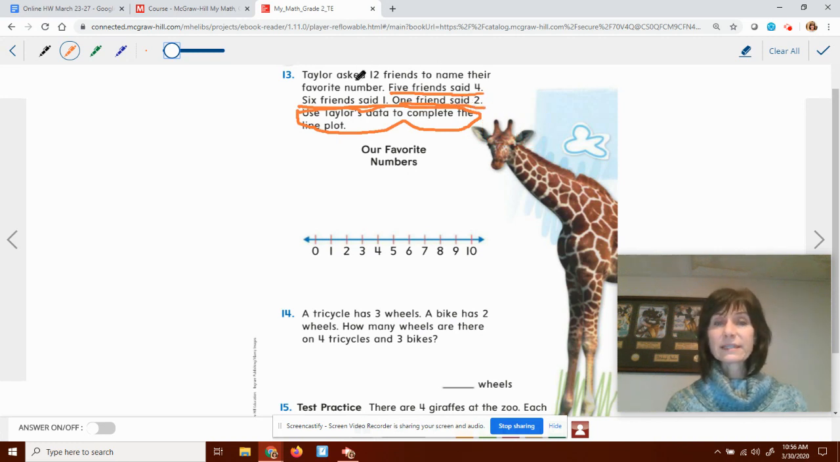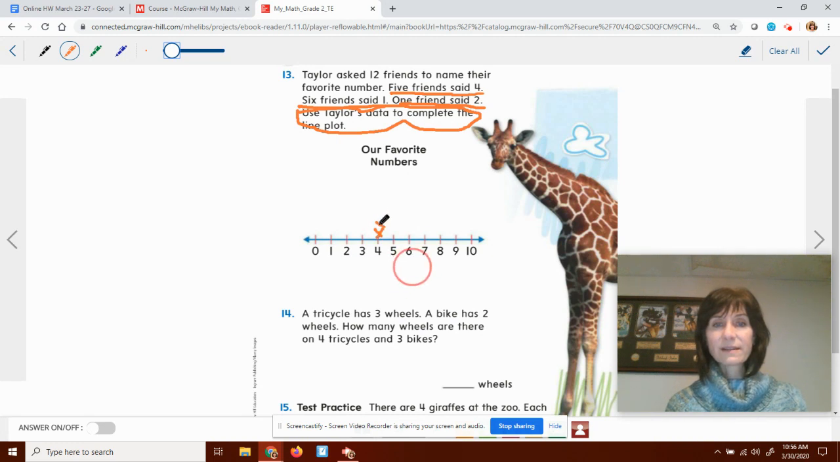So let's go ahead and see what we've got here. The smallest number would have been 1. The largest number is 4, and they've just created them a little bit on each side, a little give here and there. 5 friends said 4. I need to take and make my X.